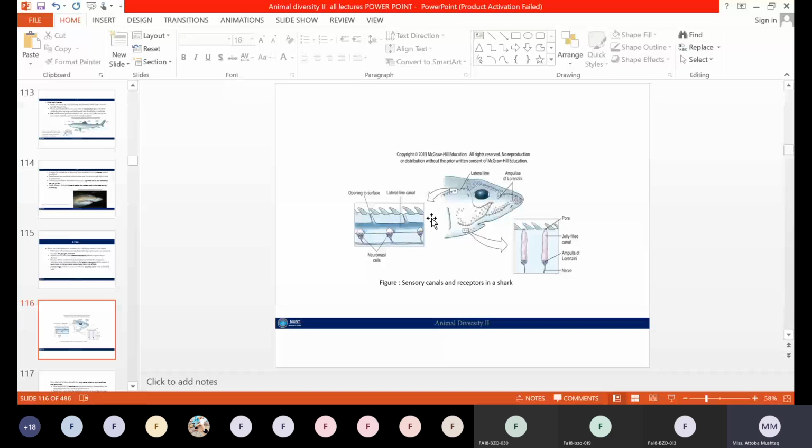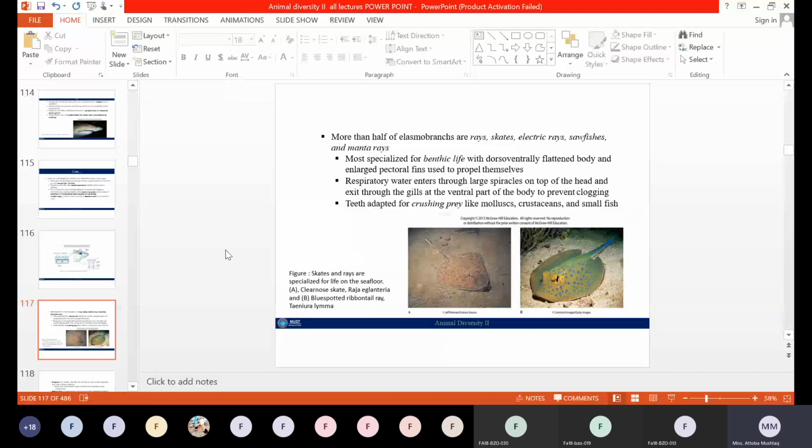Right. So, as we have discussed earlier, in addition to sharks, skates and rays are also classified into the subclass Elasmobranchii. So we will discuss skates and rays. More than half of elasmobranchs are rays and skates, electric rays, sawfish and manta rays. Okay.